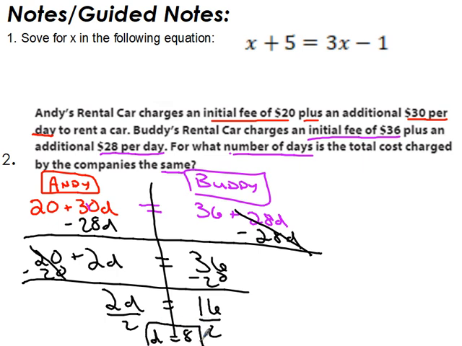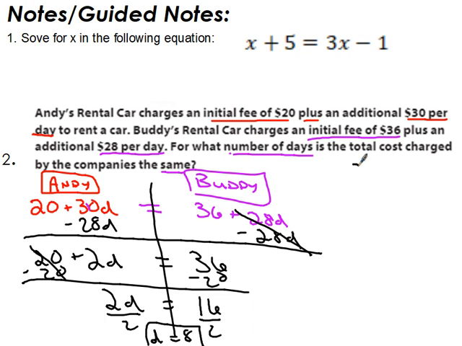And I would get 8 days. So we could see if that makes sense. Is 8 days going to be the same exact price for each company? So with Andy, if I plug in 8 days here, $30 per day, 8 times 30 is 240 plus 20, that gives me 260.